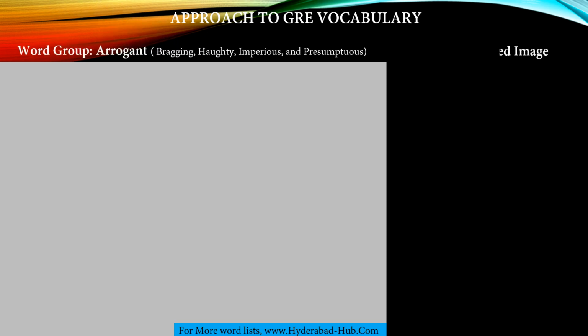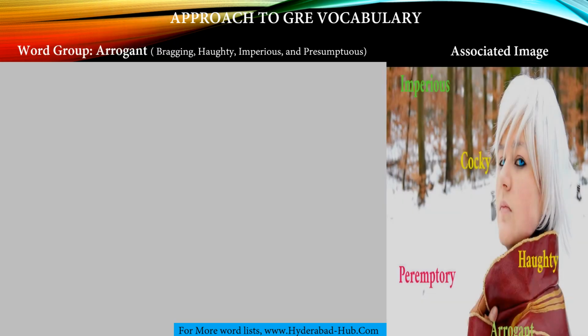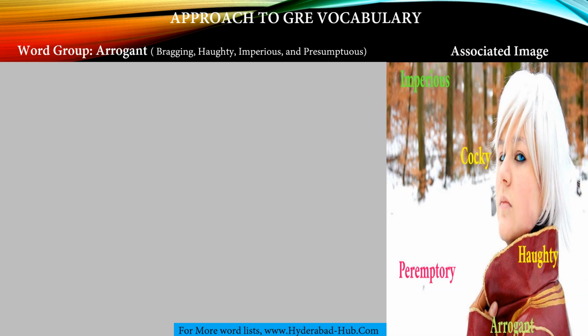Another approach to vocabulary is the formation of a group of synonyms which then could be associated with a familiar person who possesses those qualities. Also, you need to know the usage of each word and some examples or sentences having these words. Thus, you need to follow a couple of approaches to improve your word power.